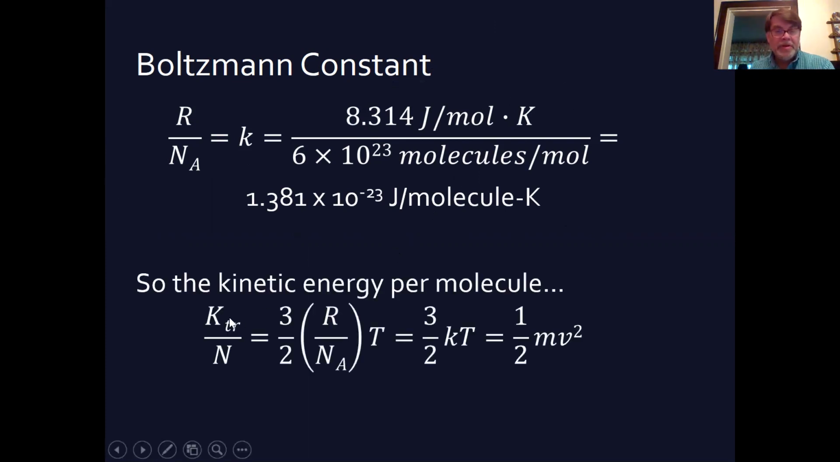So remember, the total translational kinetic energy divided by the number of molecules, which just gives me the kinetic energy per molecule, equals this, which we figured out on the last slide, and we now can define this as K. There you have it. And that equals the kinetic energy of each individual molecule.